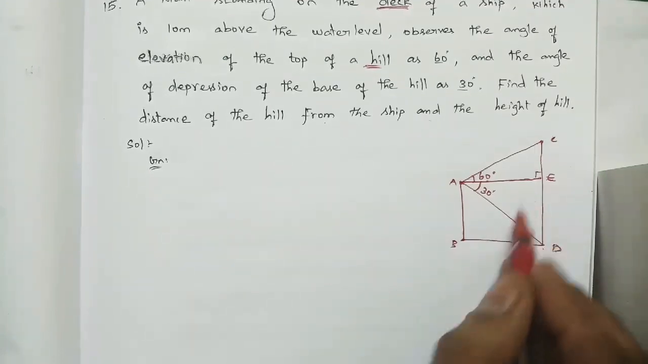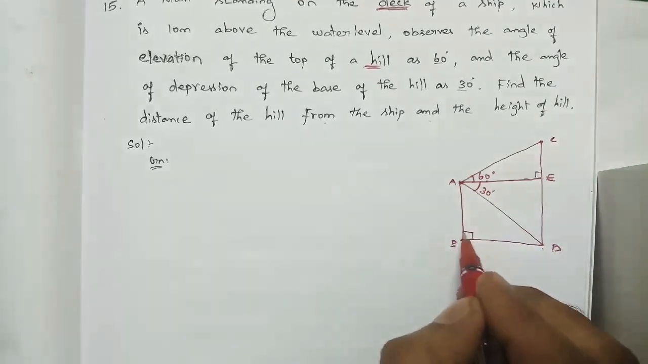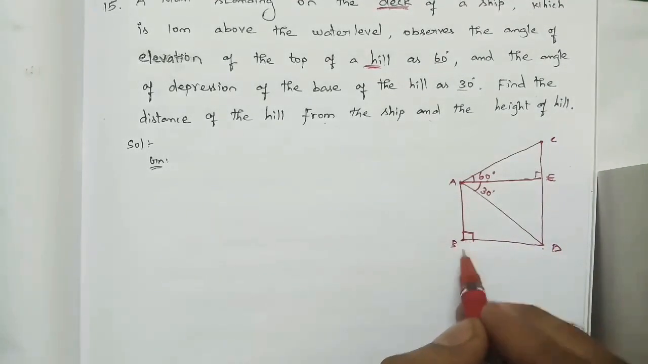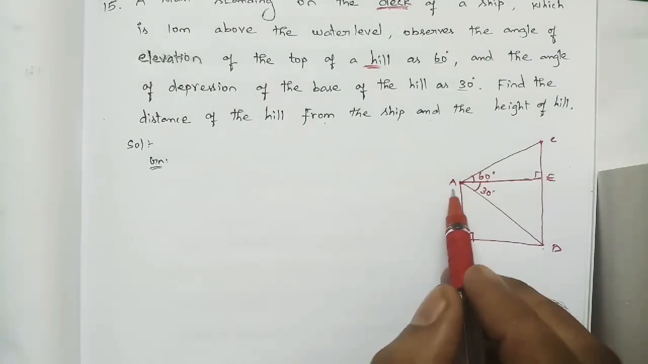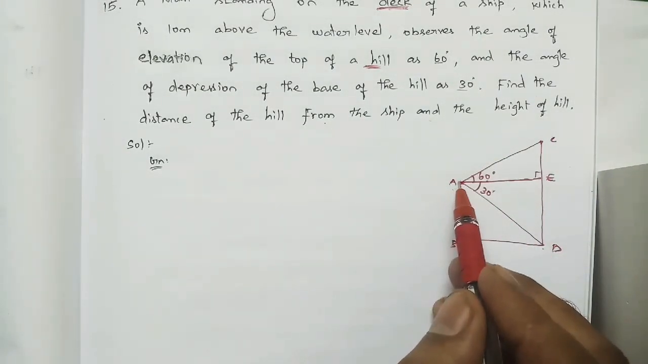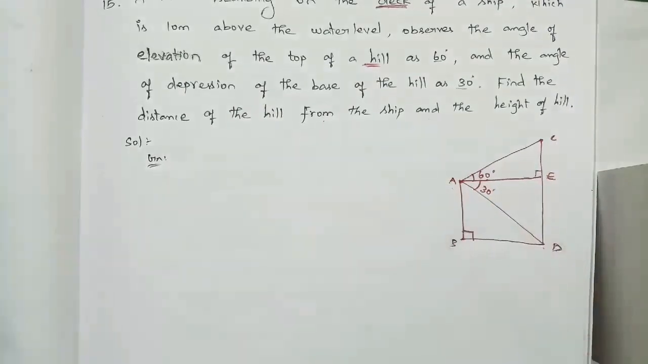Both right angle triangles are the same, right? Now we have two right angle triangles. One is ABD, a right angle triangle. The next right angle triangle is AEC, right? So they have given some hint.